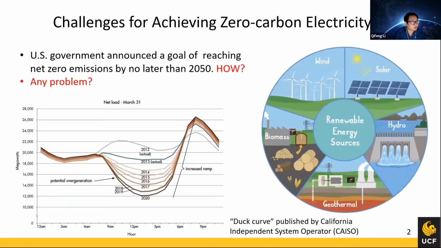You may have heard that last year, the U.S. government announced a goal of reaching net zero emission by no later than 2050. So if I ask how, probably many of you will think of renewable energy. Yes, it's correct. Renewable energy resources are important for us to achieve this goal.